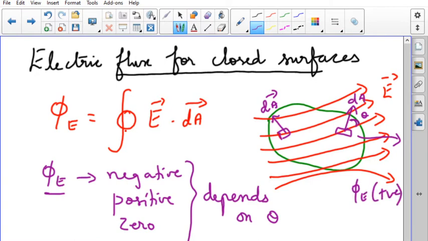And here if you consider here, the angle between the area vector and the electric field is greater than 90 degree. As a result, the electric flux is negative.